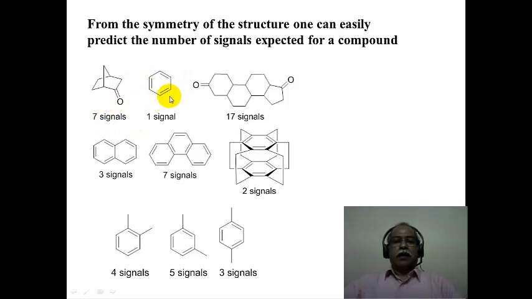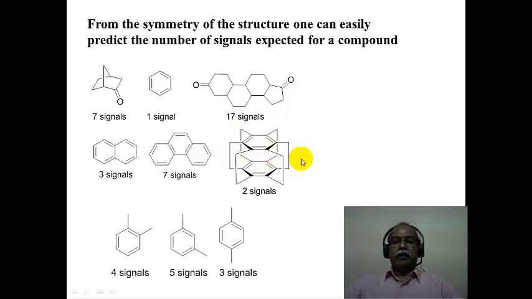On the other hand, a highly symmetrical compound like benzene, which has a D6h symmetry, all the carbons are equal and chemically identical, therefore only one signal is obtained for all the 6 carbons. This is another example of a steroidal kind of a skeleton with 17 carbons on the skeleton. All the 17 carbons are chemically non-identical, they are chemically different, so 17 signals will be observed for this kind of compound.